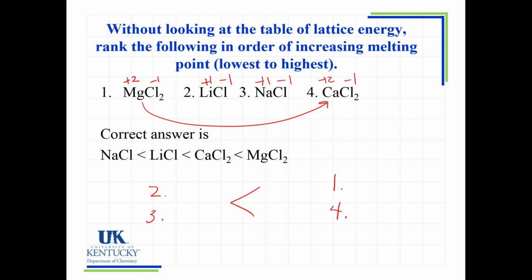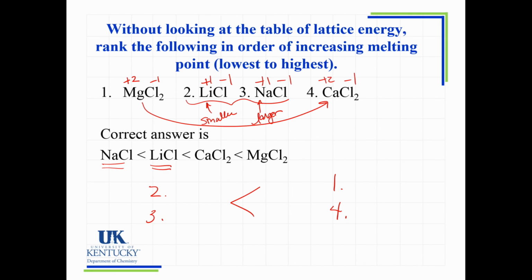So we look at a periodic table, and when we're comparing, let's say, the 2 and the 3, the chlorine is the same, but the sodium and the lithium ion are different. Lithium is smaller, higher on the periodic table. Sodium is larger. We remember that in Coulomb's law, the size is in the denominator, so the smaller the size, the greater the lattice energy is going to be. Therefore, the lithium one would have a stronger attraction, therefore a higher melting point. That's why I would put the lithium before the sodium.